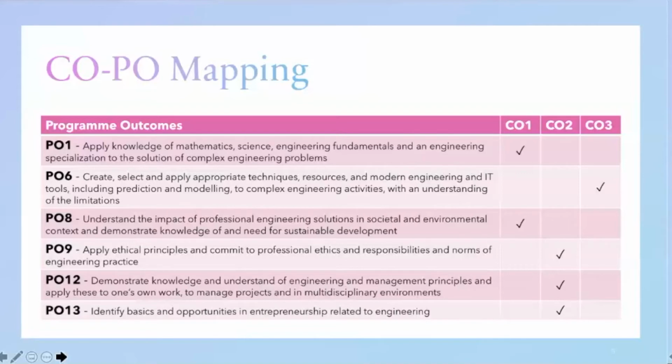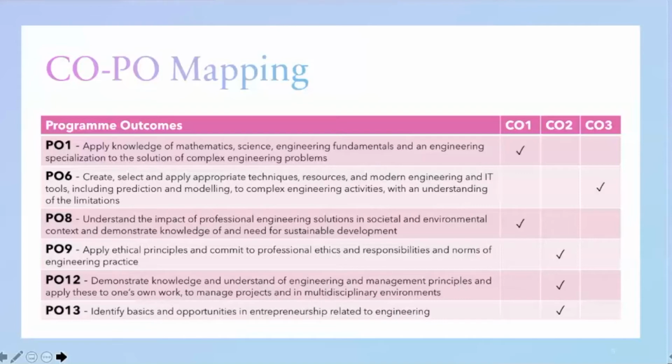The rest of the program outcomes, PO9, PO12 and PO13, will be addressing course outcome number 2. PO9 is about applying ethical principles and committing to professional ethics, responsibilities and norms of the engineering practice. Meanwhile, PO12 is to demonstrate knowledge and understanding of engineering as well as management principles, and apply these to one's own work to manage projects in a multidisciplinary environment. So PO12 will be addressed through your project. At the same time, we will also assess it in the test and final exam.